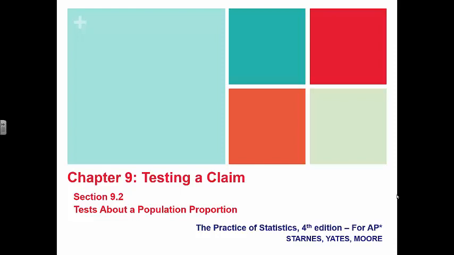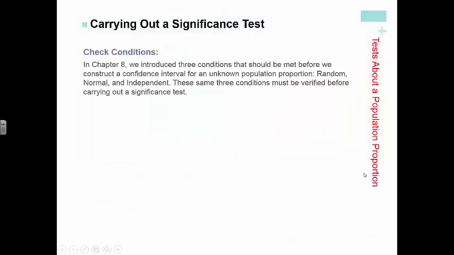All right, Keeper 9.2, testing a claim, a test about a population proportion. Just like last unit when we did confidence intervals, we have to check our conditions every time we actually want to run a test. And remember, we're running a test against some claim that was given to see whether or not there was some truth in the claim.